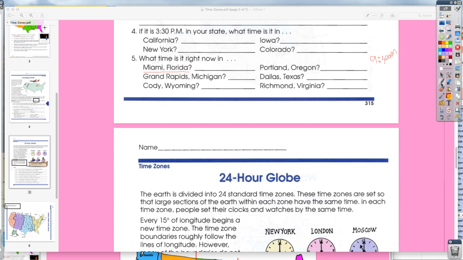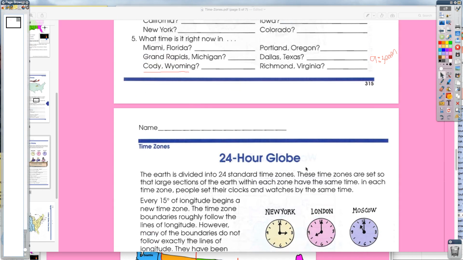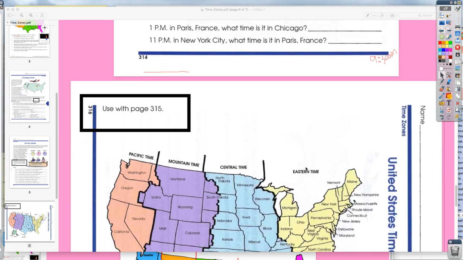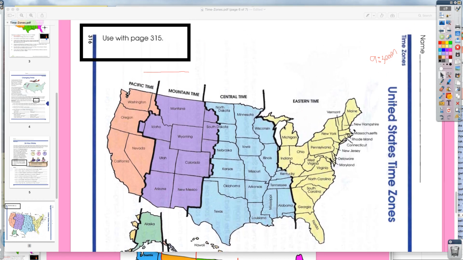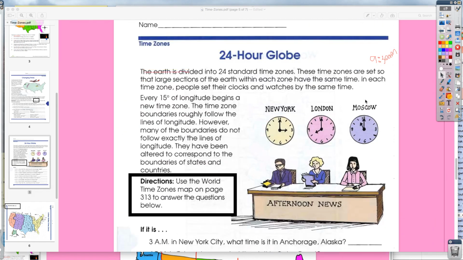So when you go back to that map, if it's 9:30 in Wyoming, Miami, Florida is going to be over here. What time would it be? So it's going to go to a different time. Remember when we go east, we add. So if it's 9:30, it would be 10:30 and 11:30 Eastern time in Miami.